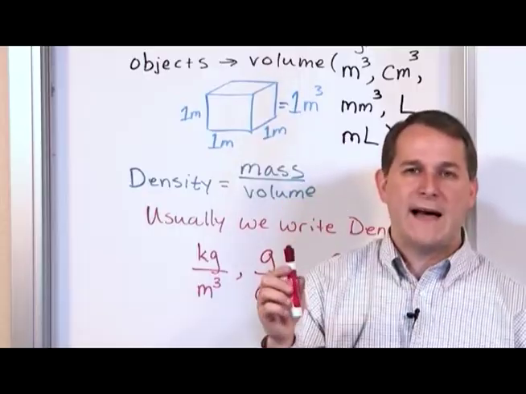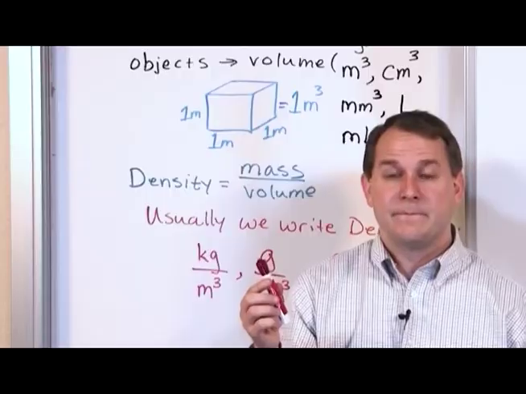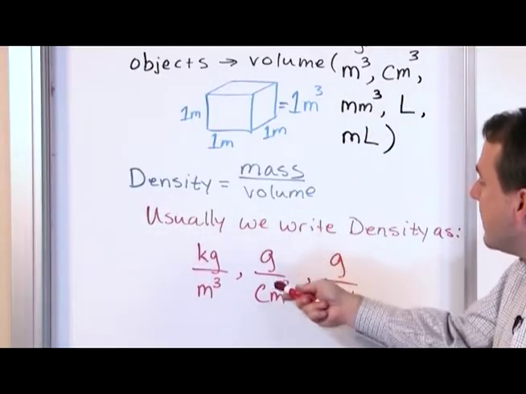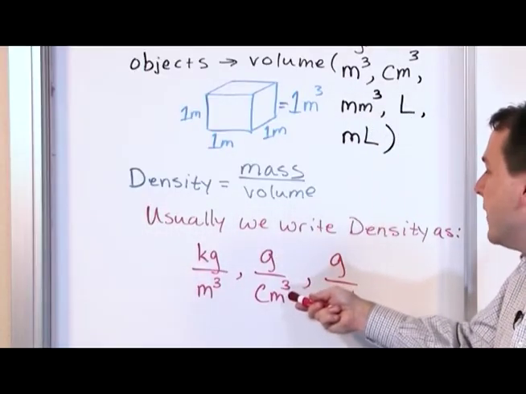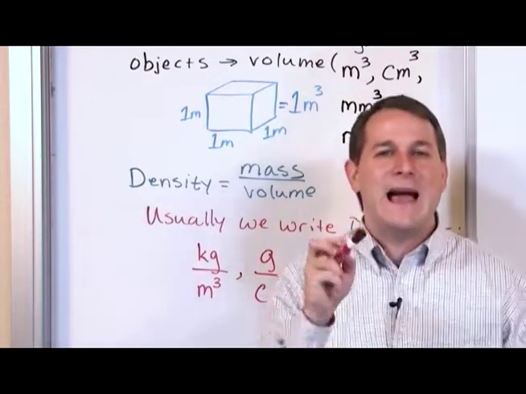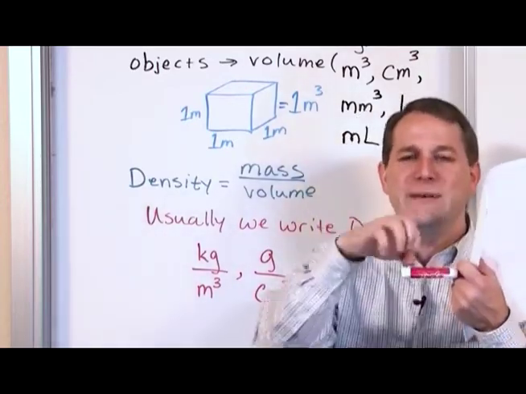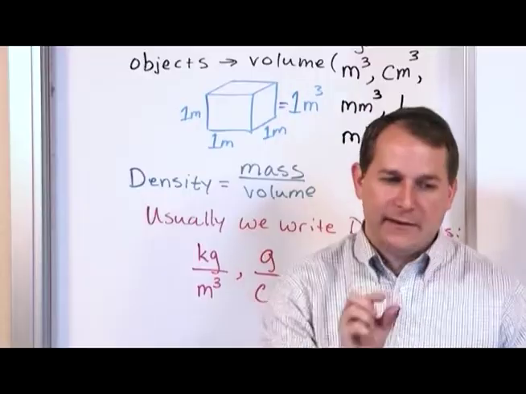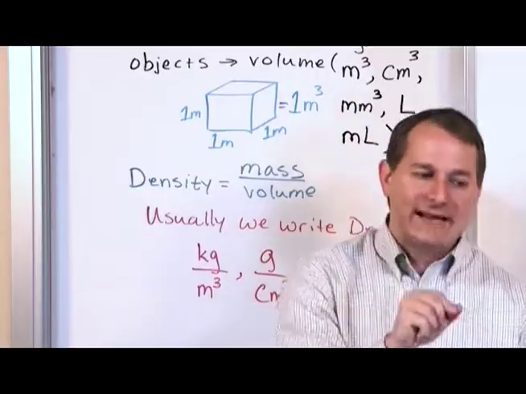This marker might have a mass of 5 or 6 grams. So if it were 5 or 6 grams divided by 5 or 6, whatever it is, cubic centimeters, I would divide those two things and I would get a number. And that would be how many grams per cubic centimeter of this object.